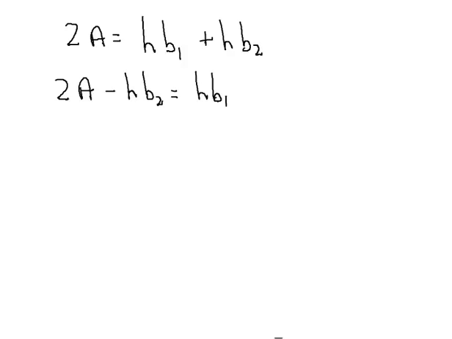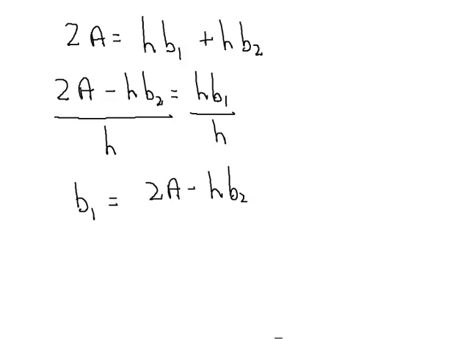We next observe that the coefficient of b sub 1 is h. And so to finish up, what we need to do then is divide both sides by h. So our final result then is b sub 1 is equal to 2a minus h, b sub 2 then, all divided by h.